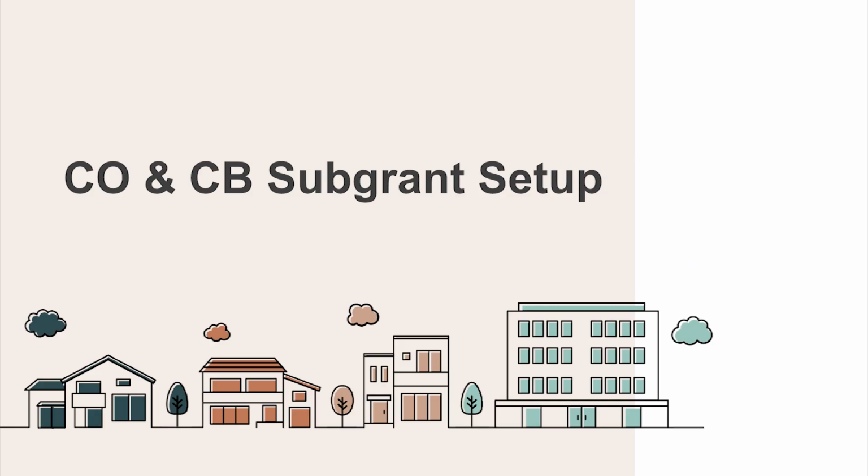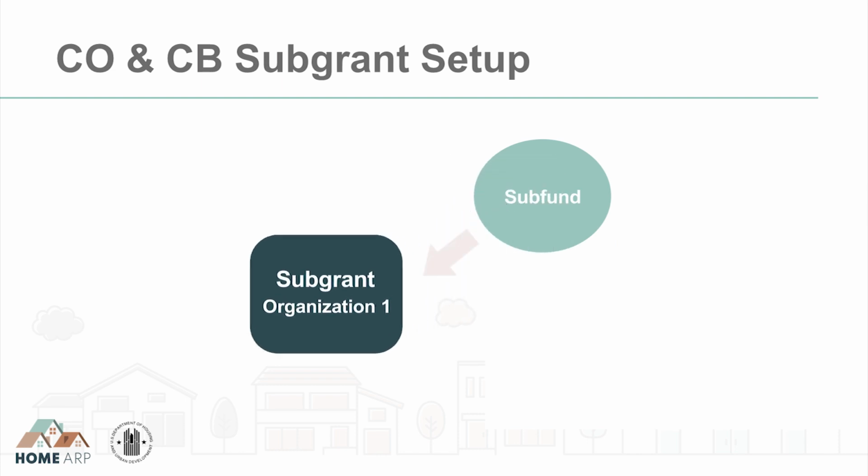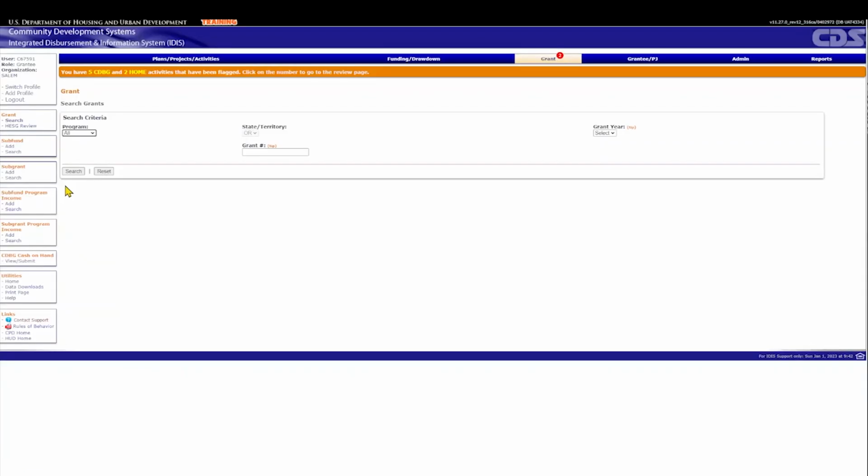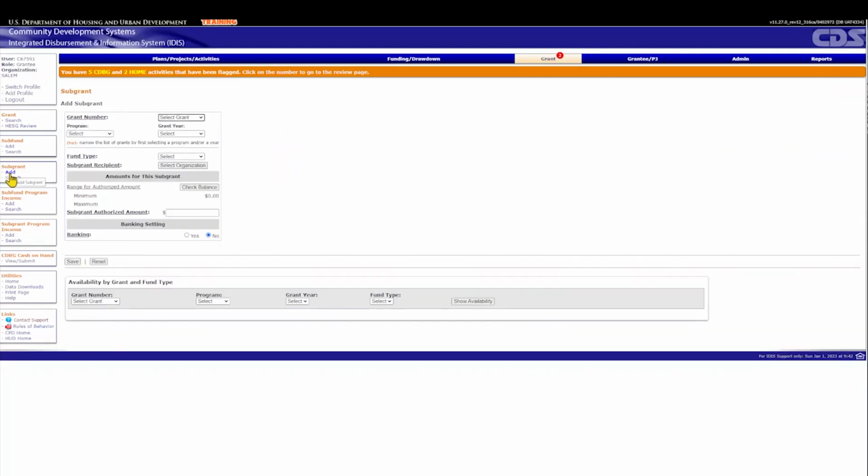The subgrant can only be set up after the subfund is created. As a reminder, a subgrant is a subset of a subfund and is used to set aside funds for a specific recipient. Under the Subgrant menu, click Add. Search for the appropriate HOME-ARP grant using the grant number. The HOME-ARP grant number has a star next to it. Select Fund Type CO, then select Organization. Search for the nonprofit organization that will receive the operating funds.